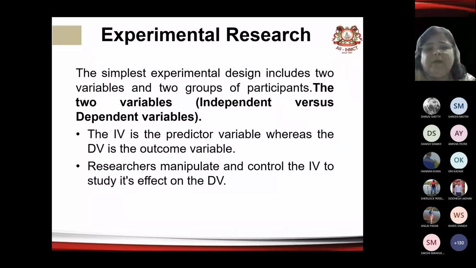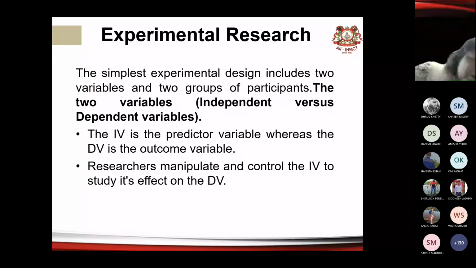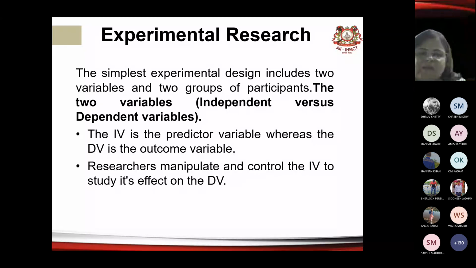The simplest experimental design includes 2 variables and 2 groups of participants. The 2 variables are independent versus dependent variable. Now here there are 2 more things to this experimental. Experimental can be just for the sake of experimenting, where I say that something new is innovated. Not necessary it has to be the 2 variable based experiment. These are more psychological, more social experiments when you talk about independent and dependent variable. One particular is a predictable variable where the DV is the, okay, let's not get into this.